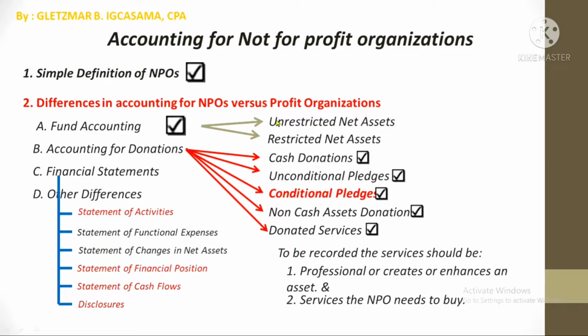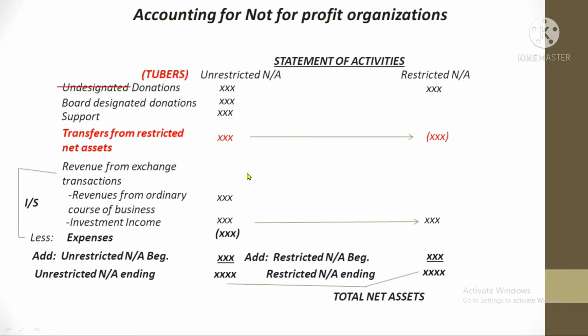So it's now episode 10. So we are now currently on the financial statements of the not-for-profit organizations. So I promise to talk about the statement of functional expenses in this particular episode. But before we go to that, let's go back to this statement of activities.